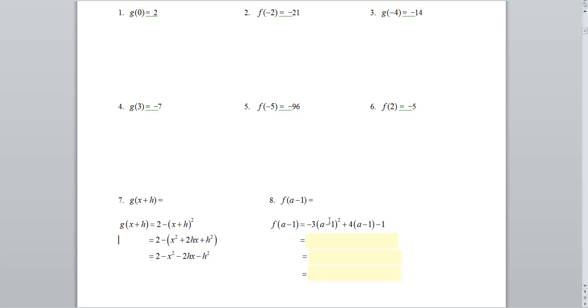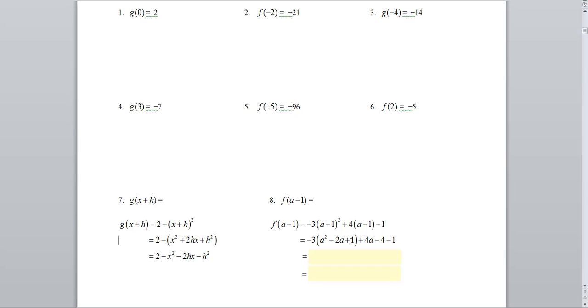Order of operations dictate I need to square. So if I square that, you might do it to the side. a minus 1 times a minus 1, that would give me a squared minus 1a minus 1a plus 1. And that should give me a minus 2a. And I might have distributed the 4. We'll see. I did. So 4a and 4 times negative 1.